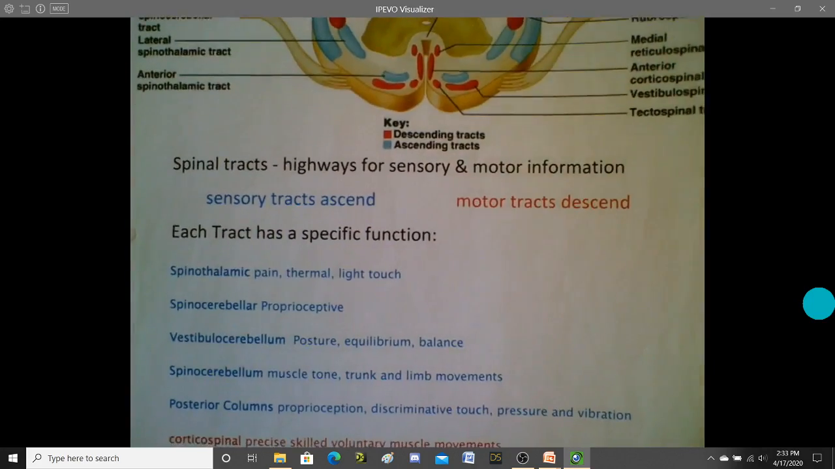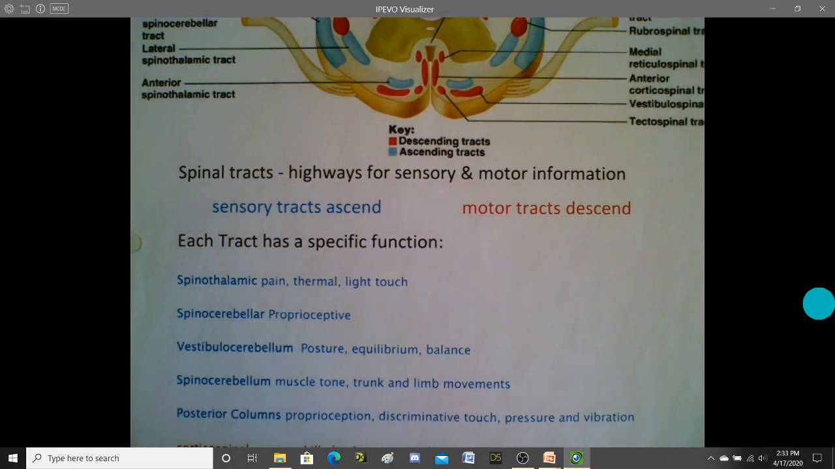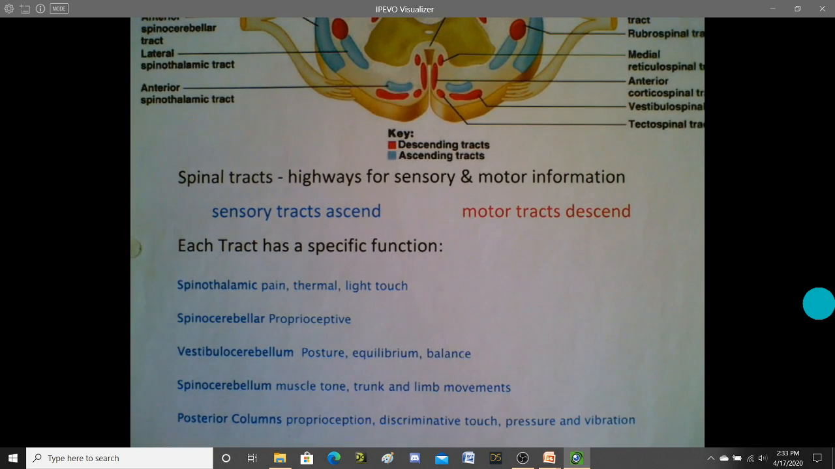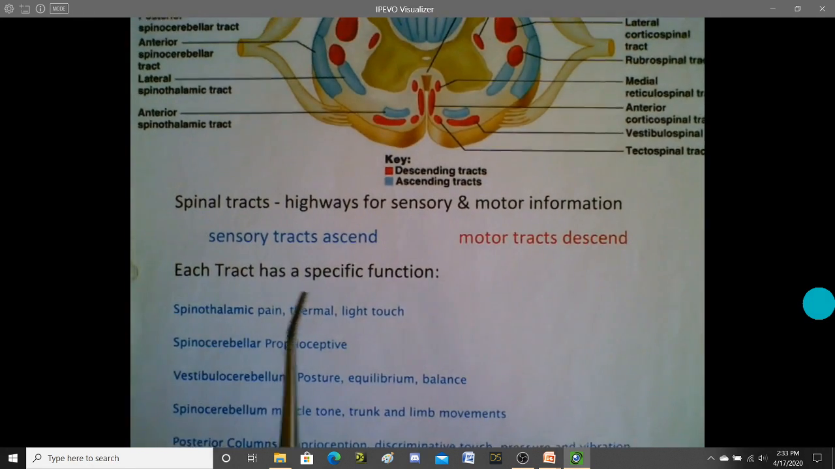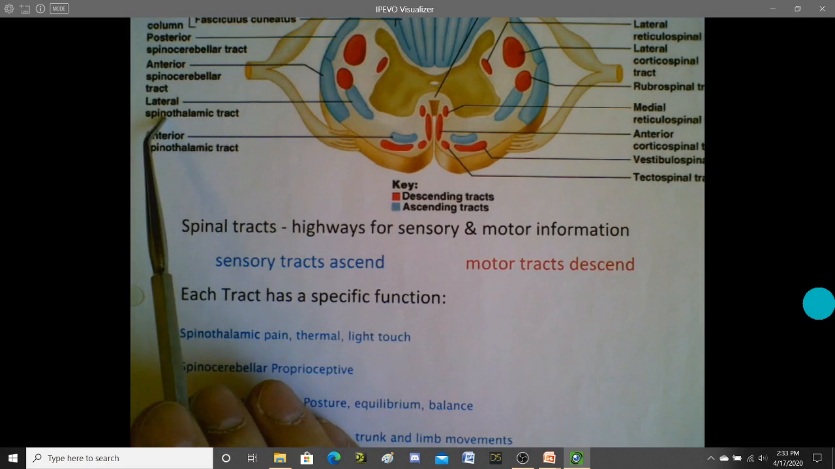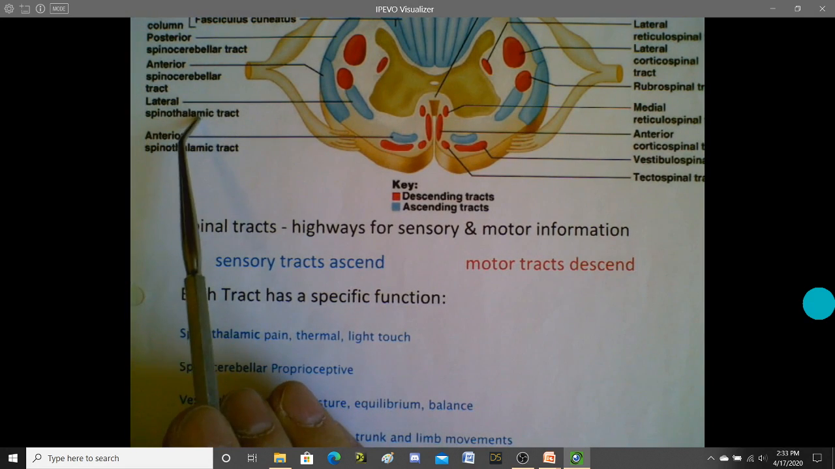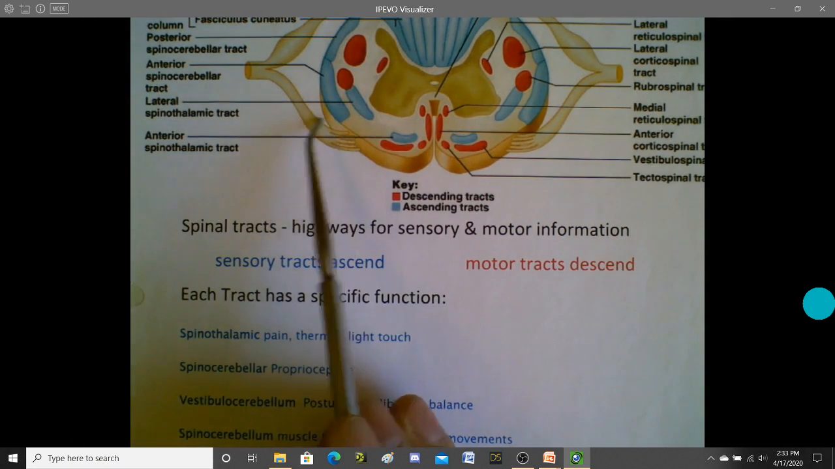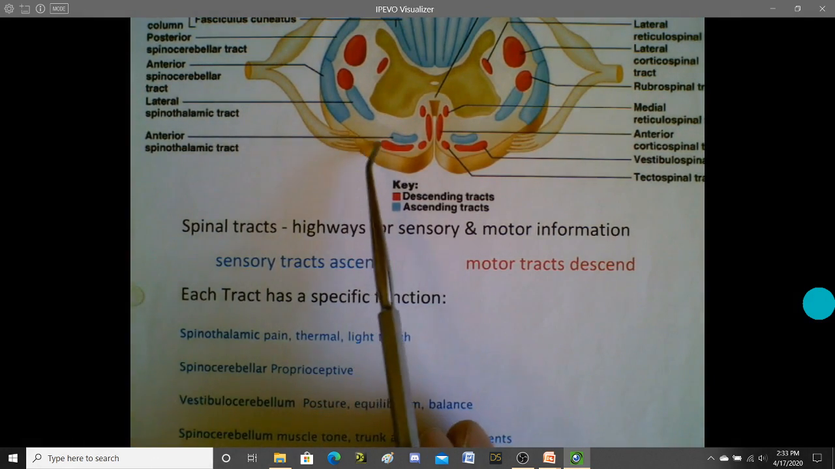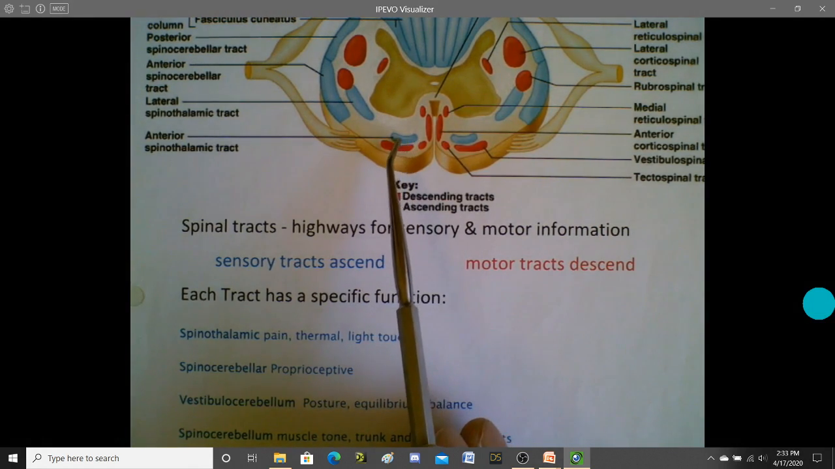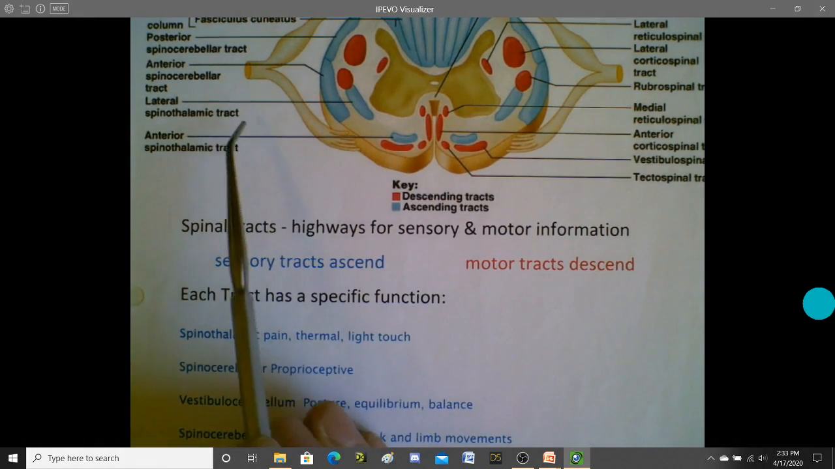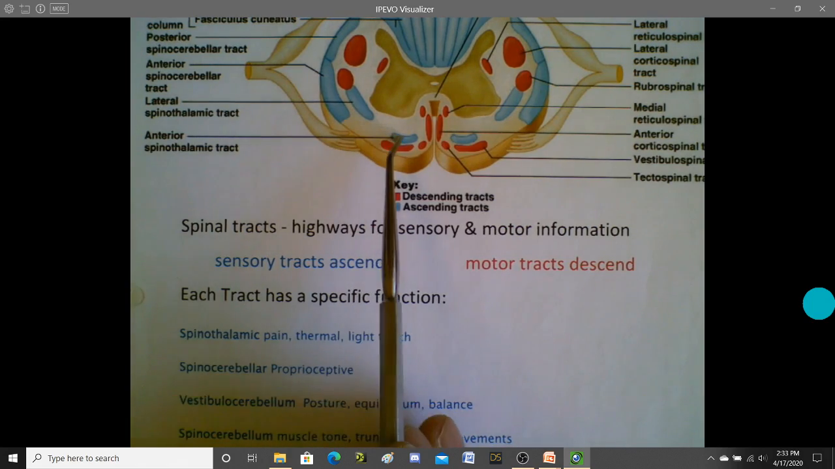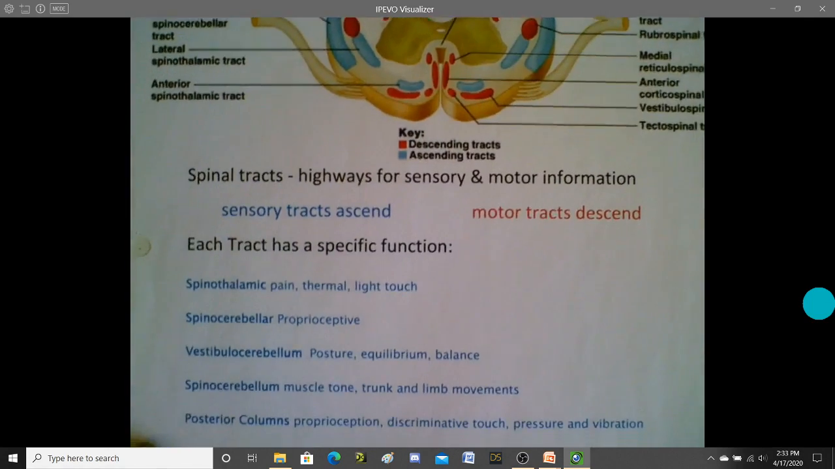I've got a set of sensory tracts that are moving information from our body to our brain. So for example, we have this spinothalamic tract. Now, just to show you, if I go up on the diagram, I can find these spinothalamic tracts. We have several of them. We have a lateral spinothalamic tract, which is right here. We have an anterior spinothalamic tract, which is in the front part of your spinal cord. So we have specific areas where these are located, and they have specific functions.